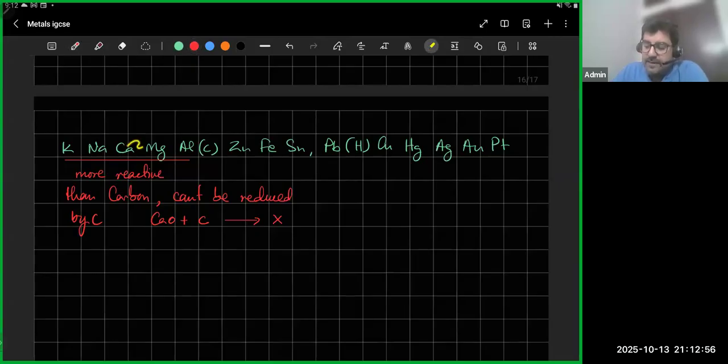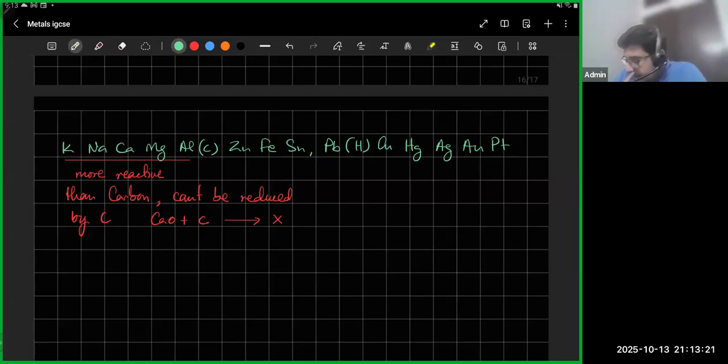Calcium is more reactive than carbon. So carbon will not be able to steal oxygens away from it, and it will not be able to reduce it. So it can't be reduced by carbon, that's one thing. And remember, carbon is important because carbon is something that's very cheap. Industrially, you're looking for substances which are very, very cheap.